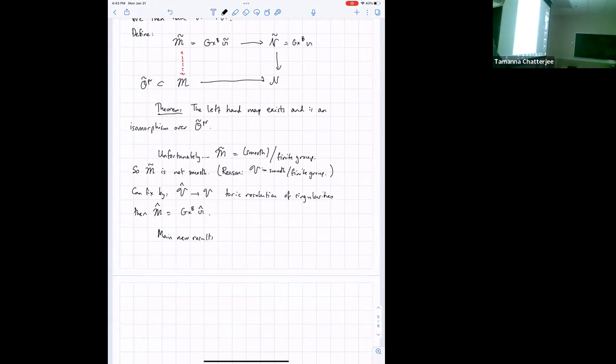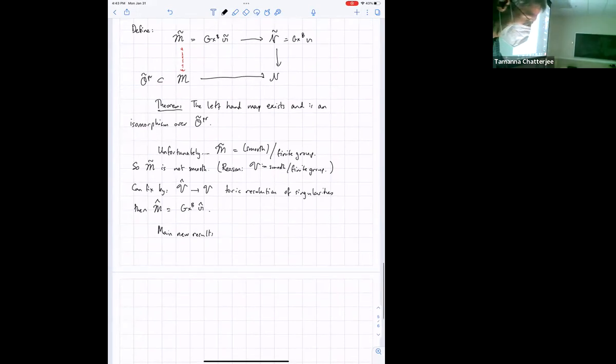In fact, that really doesn't make any difference, because although it's not really necessary here, I think this bottom map is one-to-one, surprisingly, off the principal nilpotent orbit. So in fact, I think it doesn't matter whether you go down to M or to N, but in any event, we're just going all the way down to N for simplicity.